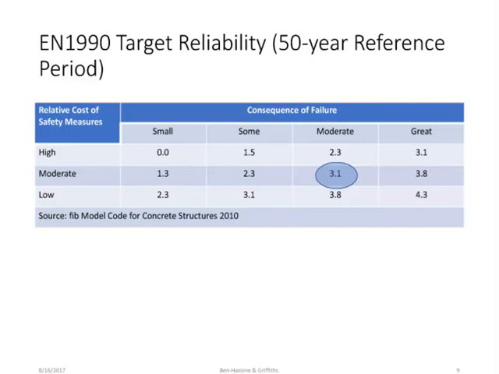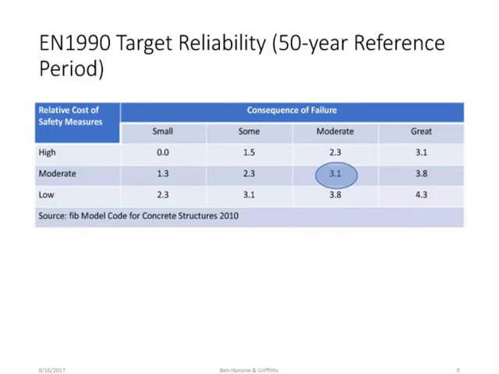Just also for reference, this is from the European norms, the Eurocodes. For a 50-year reference period, this is the target reliability index. You can see that the consequence of failure is reflected in this: the top row is small, some, moderate, and great. And then also the cost of implementing safety measures, whether it is high, moderate, or low.